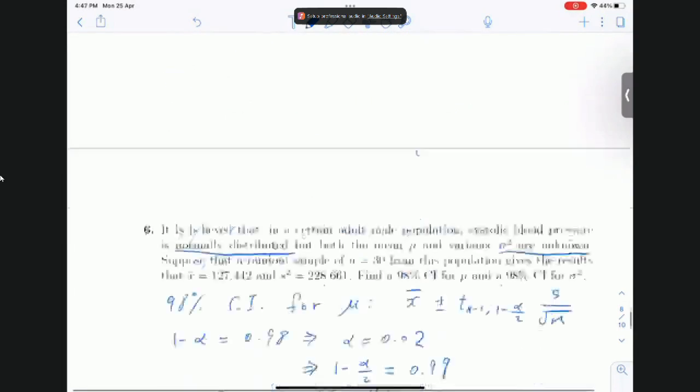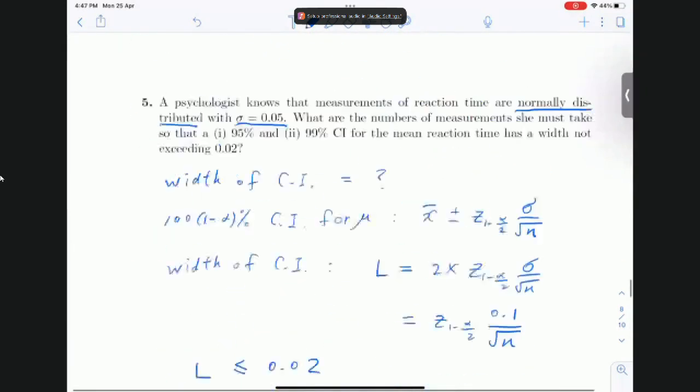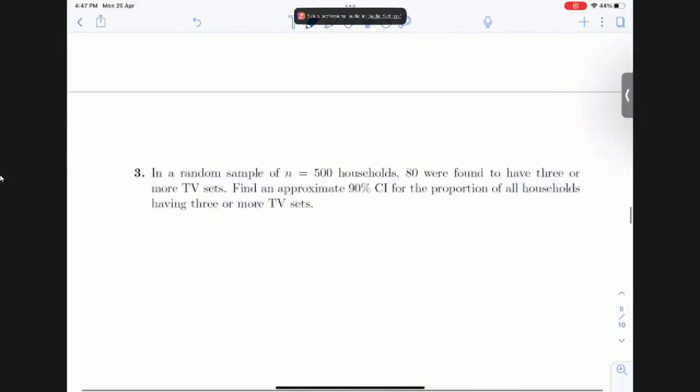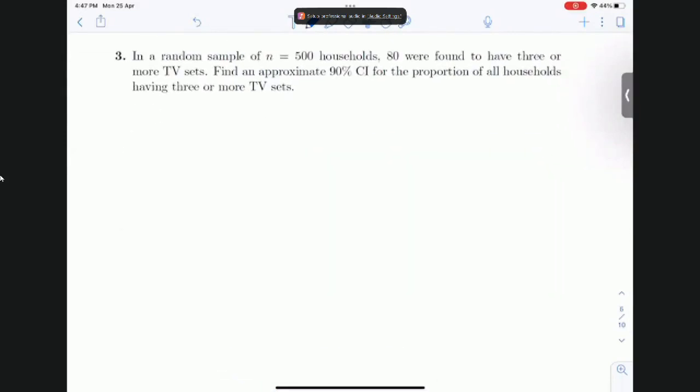Because we don't have enough time, maybe I will just directly work out how to tackle a particular problem in terms of the proportion. This is the typical problem in question number 3. A typical question asks you to construct a confidence interval for the proportion or a probability, P. We have a random sample of households, with sample size 500, and 80 of them are found to have 3 or more TV sets. We are asked to find a confidence interval for the proportion. From this keyword, you can see this question is asking for a confidence interval for the proportion.